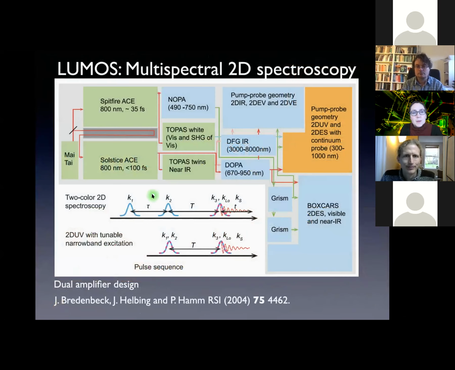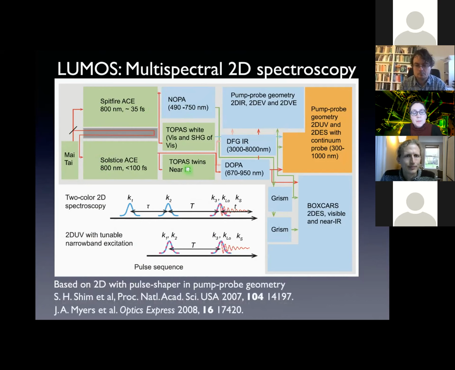The basic lab layout: we were inspired by the dual amplifier design of Peter Hamm some time ago, where they have a single oscillator that's seeding 2 regenerative amplifiers. And with those 2 regens, we have a host of downstream light sources that span the UV, the visible, and the mid-IR, so that we can do combination spectroscopies.